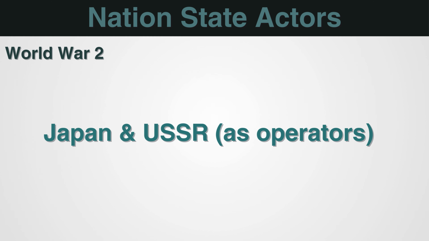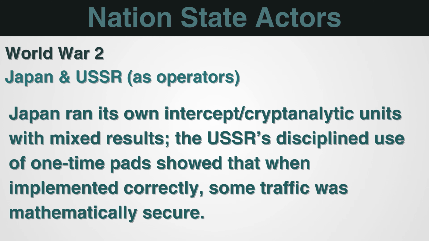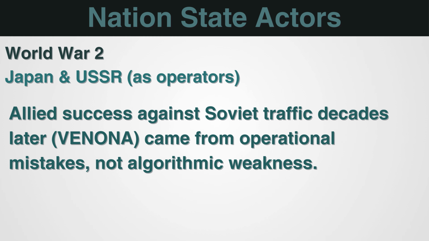And then you have Japan and USSR as operators. Japan ran its own intercept and cryptanalytic units with mixed results. The USSR's disciplined use of one-time pads showed that when implemented correctly, some traffic was mathematically secure. And Allied success against Soviet traffic decades later with Venona, the code name for the long-running US, later UK, Australia, etc. project decrypting Soviet communications during and after World War II, came from operational mistakes, not algorithmic weaknesses.